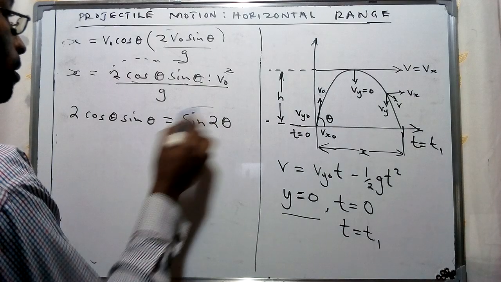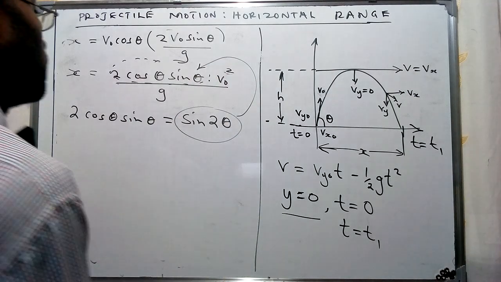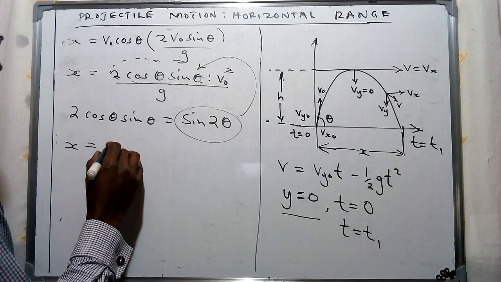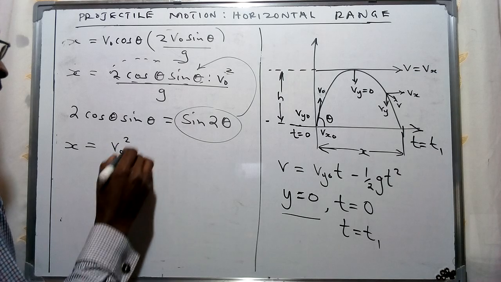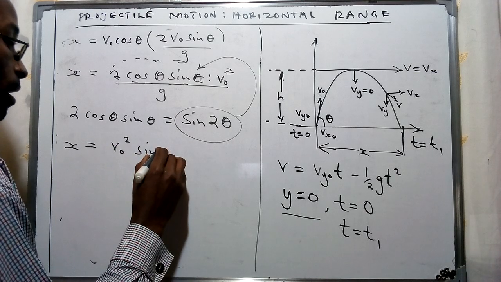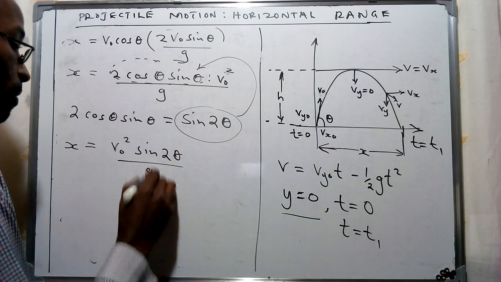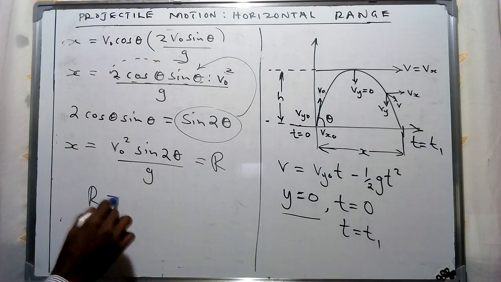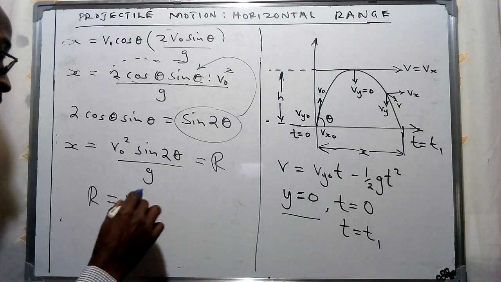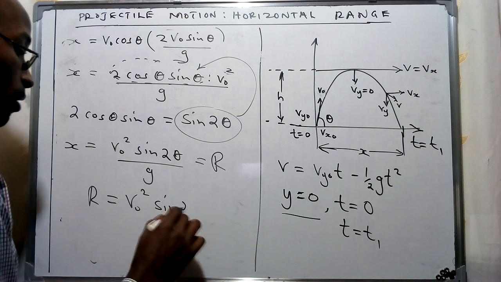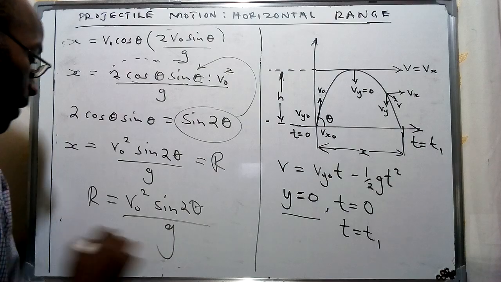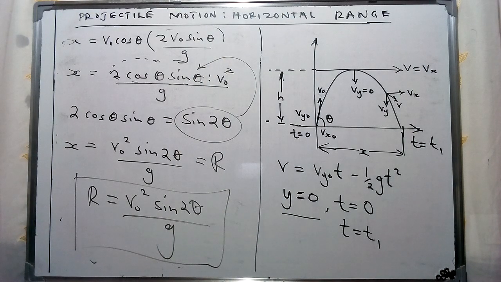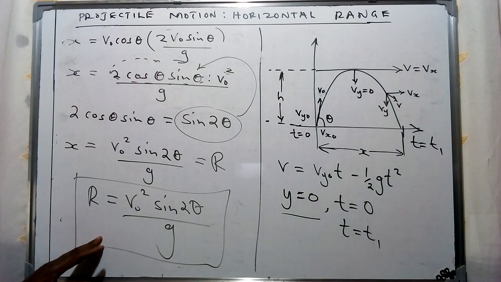Therefore, we can do a substitution in the above equation by replacing this function, whereby the displacement will be equivalent to v naught squared, the sine of 2 theta, all over g, and this forms what we refer to as our range. So our range is v naught squared sine 2 theta all over g, and this forms the horizontal displacement traveled by the projectile before it returns to the ground.